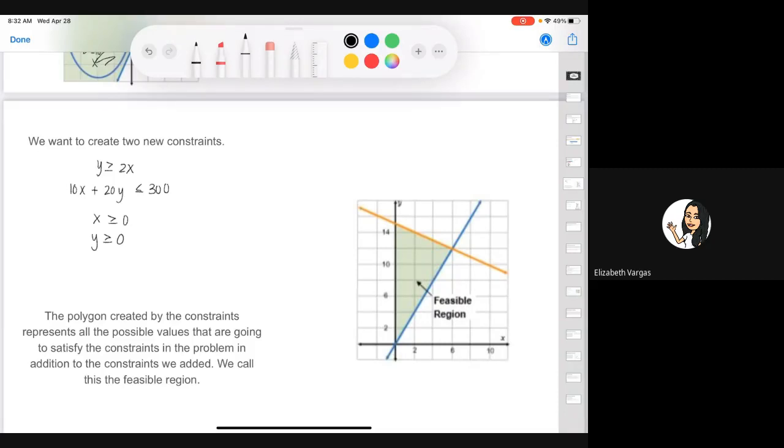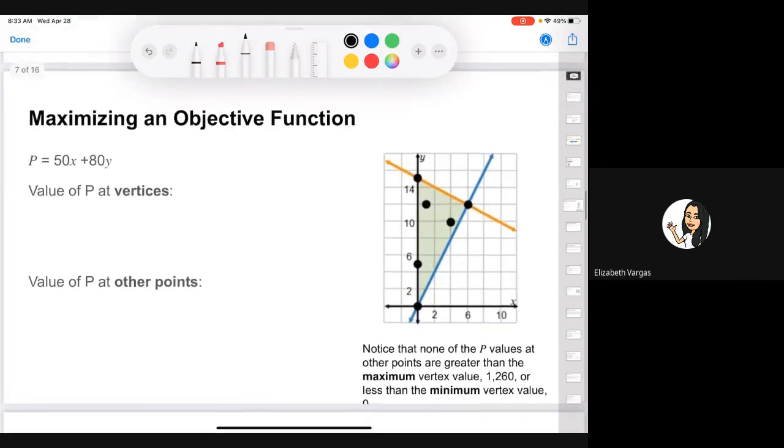So as you can see here, we have a polygon-like figure created. The polygon created by the constraints represents all the possible values that are going to satisfy the constraints in the problem, in addition to the constraints we add. We call this the feasible region. So any values within the feasible region will satisfy the problem, what we're looking for.